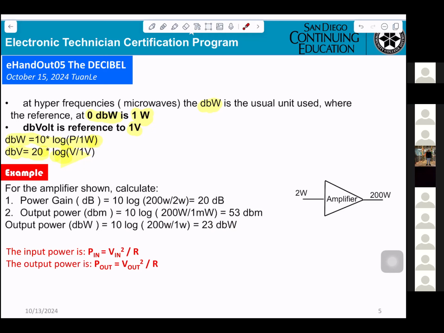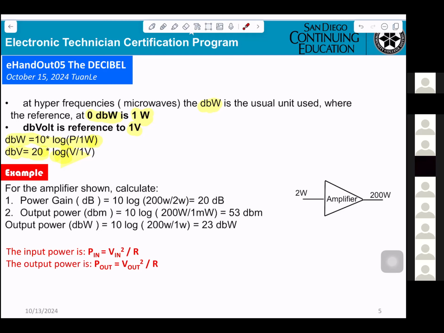In the input power, power in equals V square over R. Output power P out equals V square over R. You understand? In electronics, you already calculate the power. We have 3 formulas to calculate the power. I don't know if you guys remember or not.